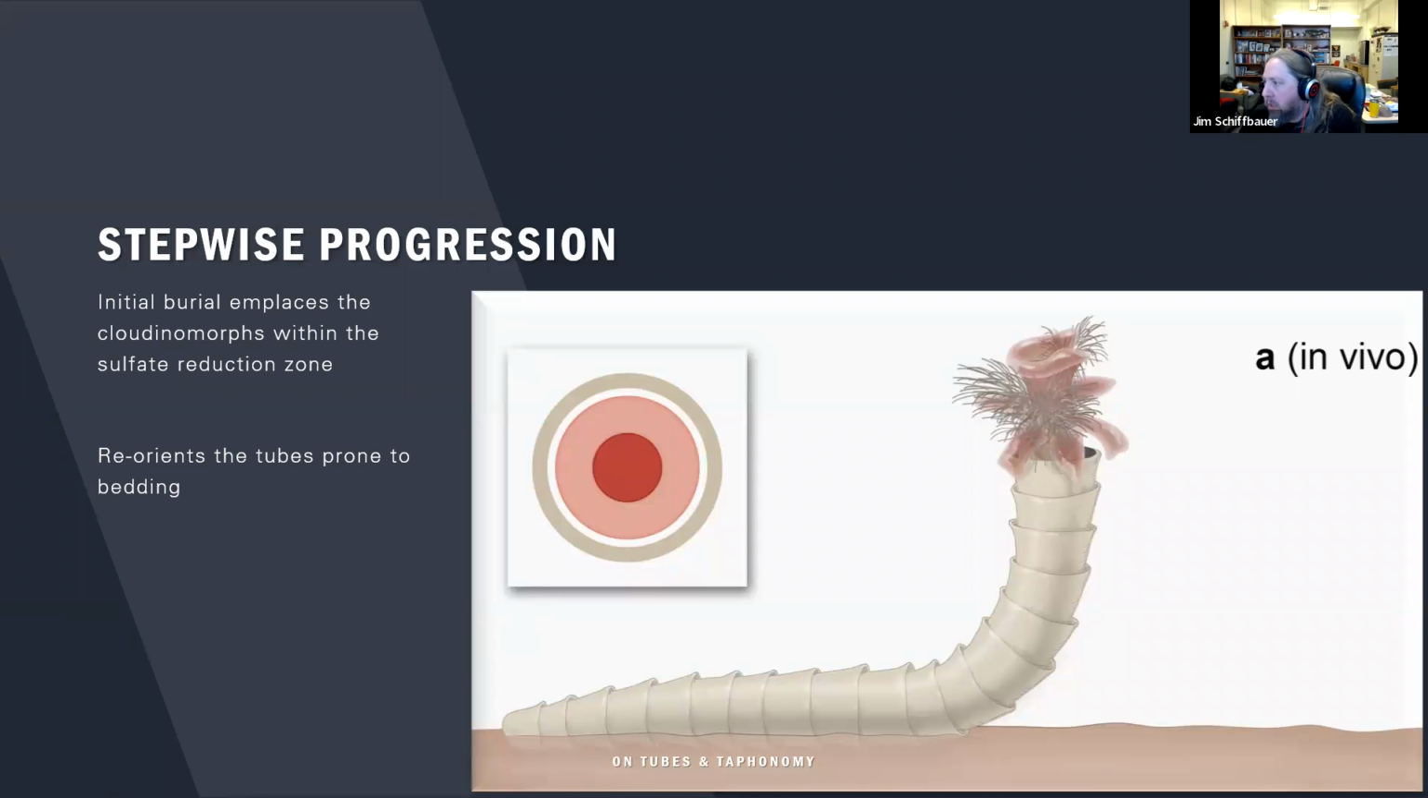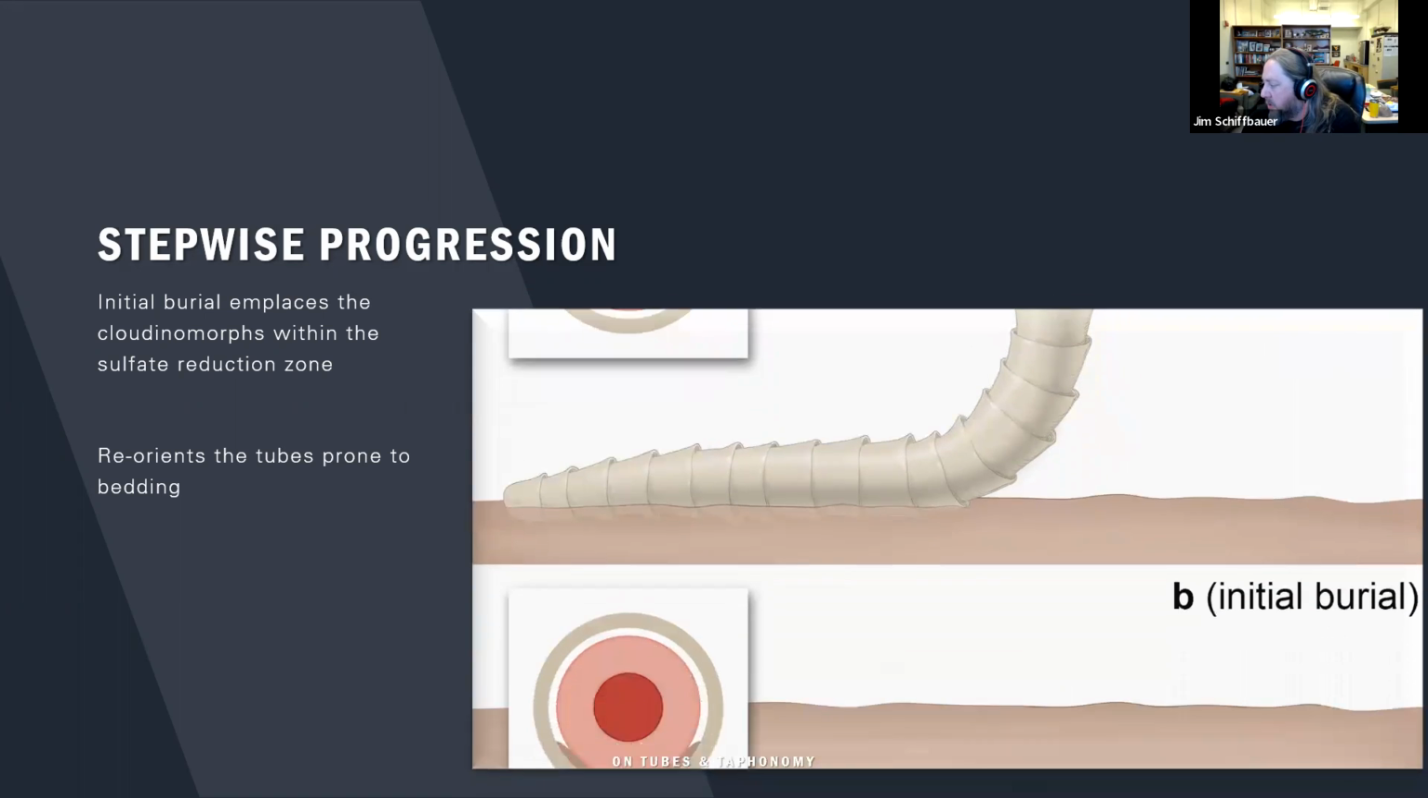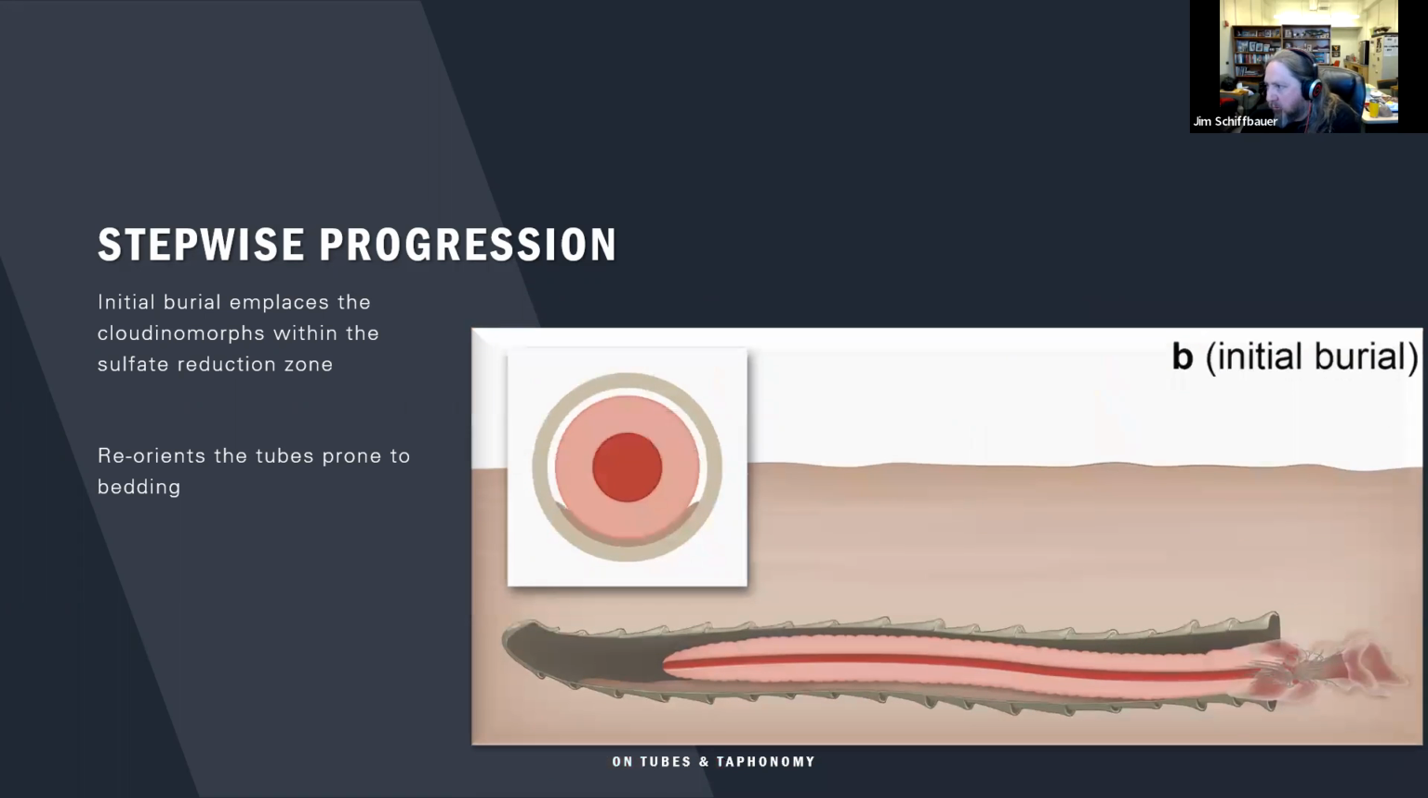So what we think is happening during the initial burial event, and we think this was a relatively rapid burial event, is it's going to reorient the tube to be prone to the bedding surface, because we don't believe that these were rigidly biomineralized. We think there was some flexibility in their skeletons, and we see that during compaction. I'll show you that in a moment.